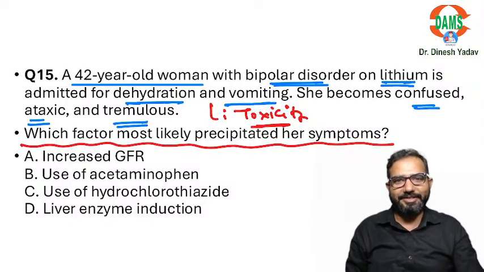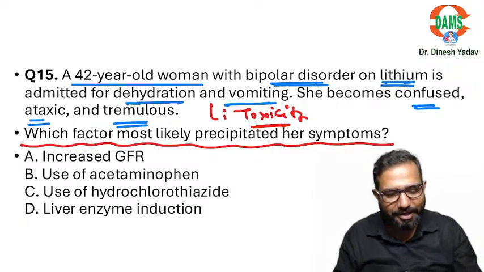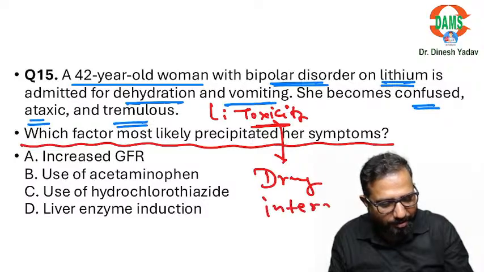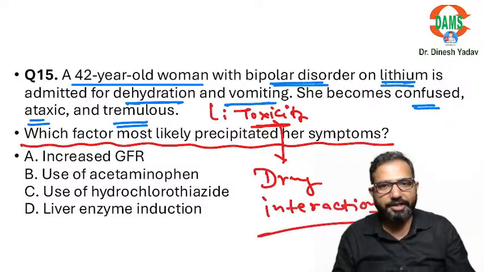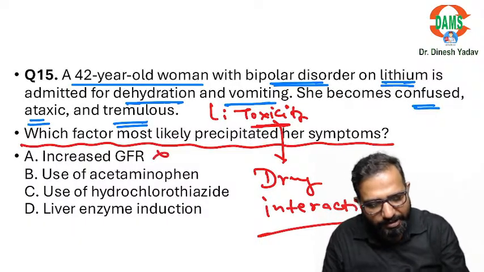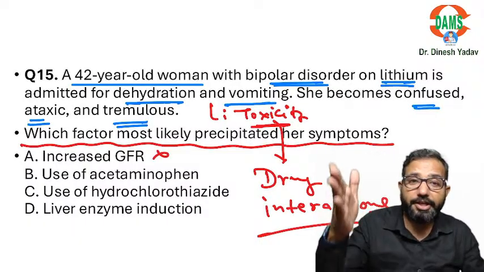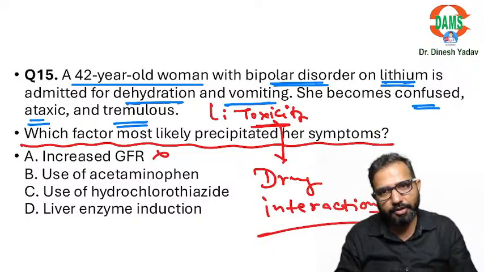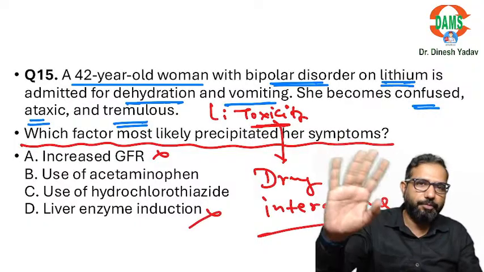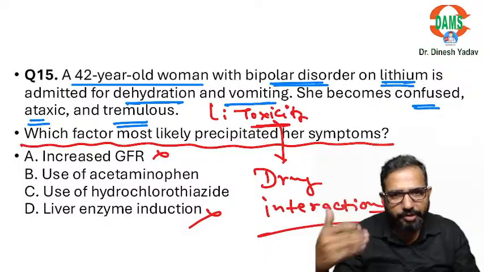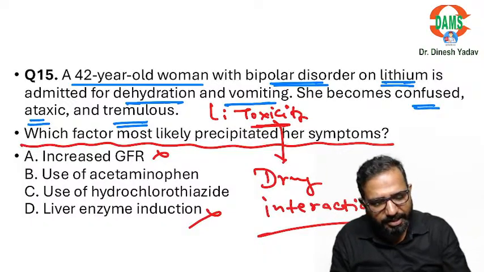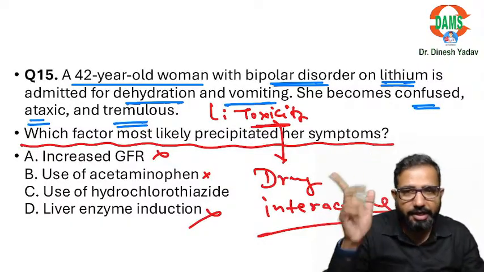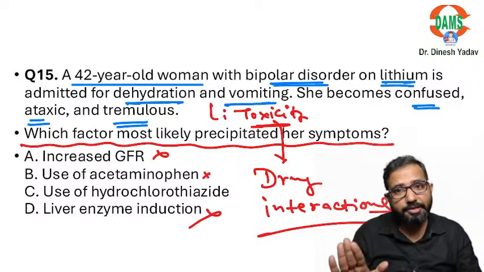So what do you think guys? Why lithium toxicity? This is a question related to drug interactions. Which drug commonly causes interactions? Increased GFR is not going to cause toxicity. Increased GFR means loss of lithium. So that is definitely not going to cause toxicity. Liver is not related to lithium metabolism. Lithium is not metabolized, it is excreted as it is. Use of acetaminophen: acetaminophen is not much nephrotoxic. It is mainly hepatotoxic. Nephrotoxicity is there but less.